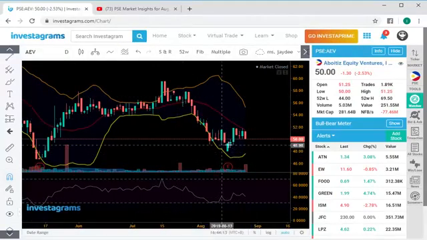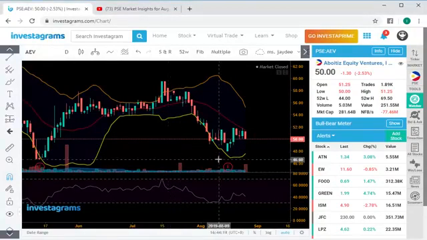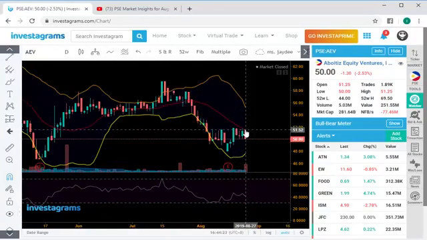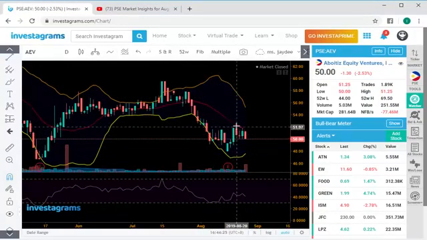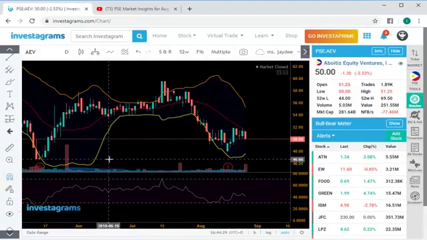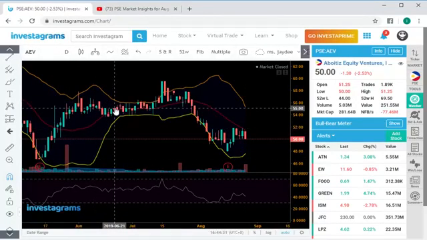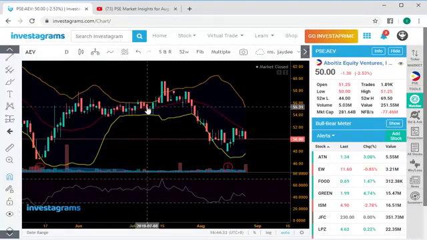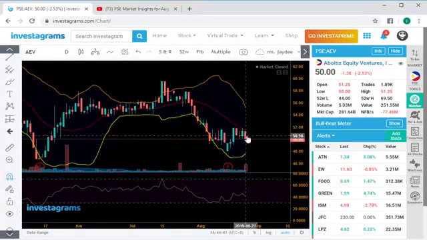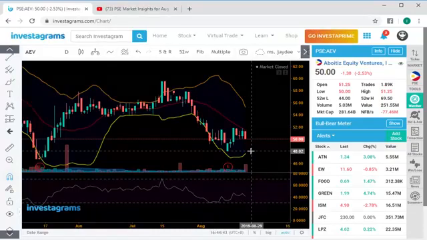AEV is still giving us some downward movement. It actually hit the resistance, which was your MA20. So in a downward movement, your MA20 acts as your resistance. However, when the stock is in an upward trend, it acts as your support. Okay, so what happened here is that it reached the ceiling, which is the MA20, and then it goes down again.